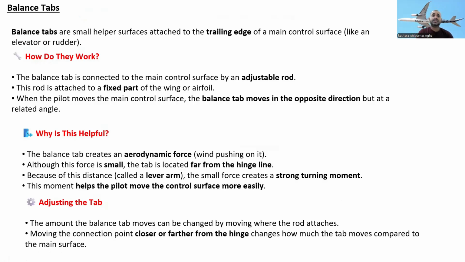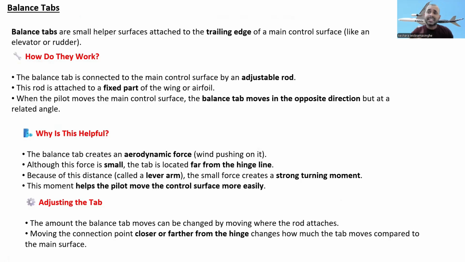The rod is attached to the fixed part of the wing or airfoil, and when the pilot moves the main control surface, the balance tab moves in the opposite direction. For example, if they move the control surface to the right, then the balance tab moves to the left, the opposite direction, but at a related angle.